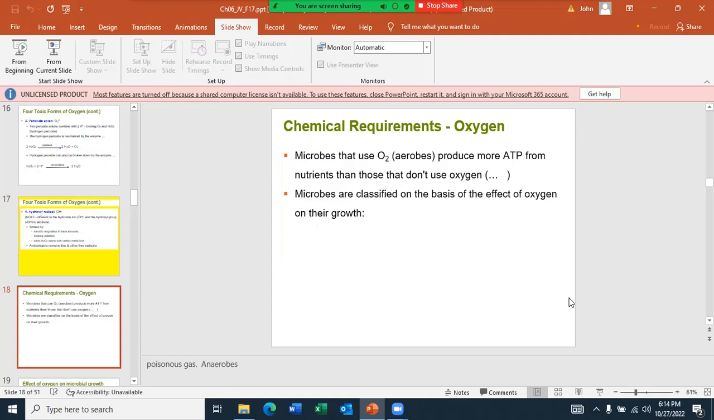All right, I've already mentioned that microbes that use oxygen to produce ATP are more efficient than microbes which do not use oxygen. And that's because they produce more ATP. Microbes are classified on the basis of the effect of their growth.